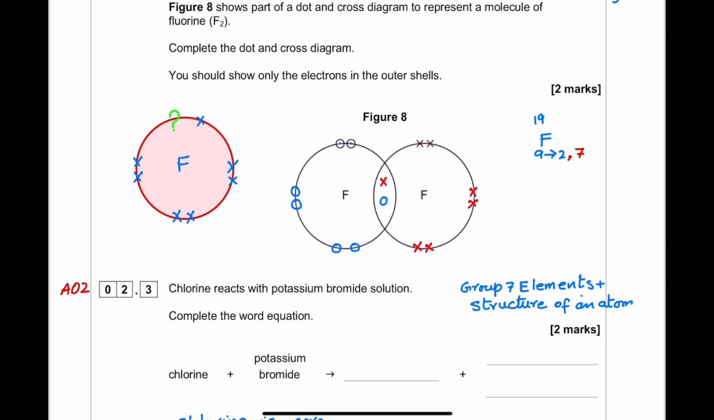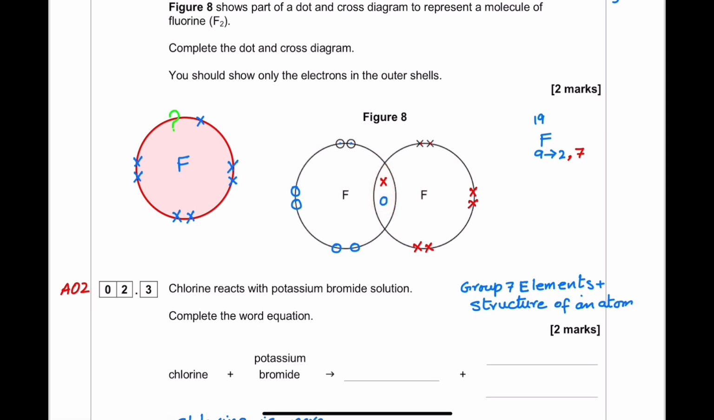Let's see the structure again. After sharing the electron with each other, we will see how many electrons are there altogether. 1, 2, the shared electrons, 3, 4, 5, 6, 7, and 8. Let's see this atom of fluorine. 1, 2, 3, 4, 5, 6, 7, and 8.